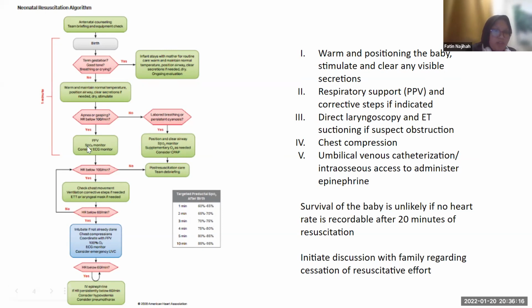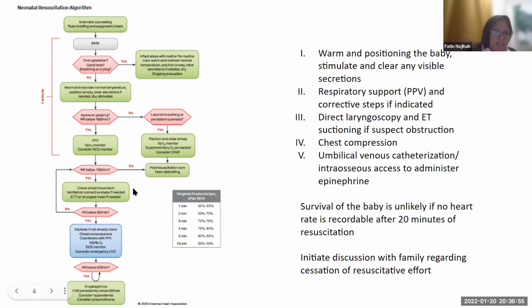Next, check pulse oximetry or SpO2 monitoring, and consider ECG. This step must be done in one minute. And if in one minute the condition has not improved and the heart rate is still below 100 beats per minute, then we can do intubation or direct laryngoscopy and endotracheal suctioning.